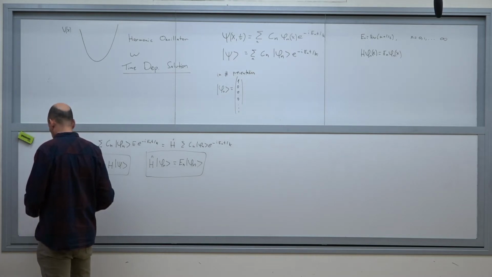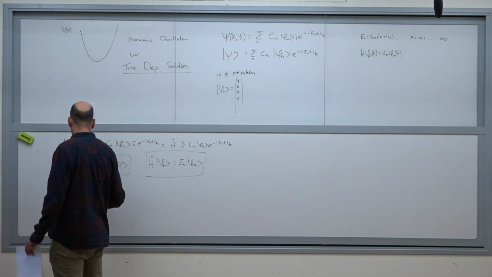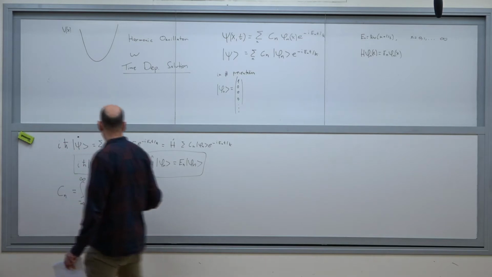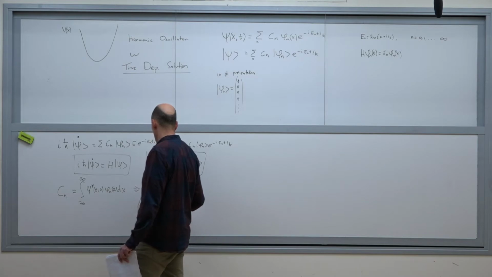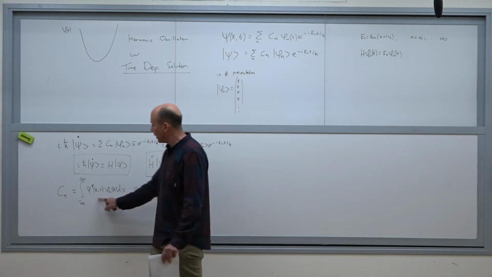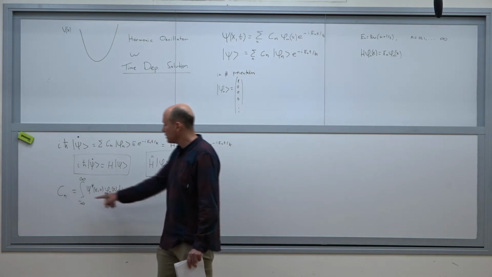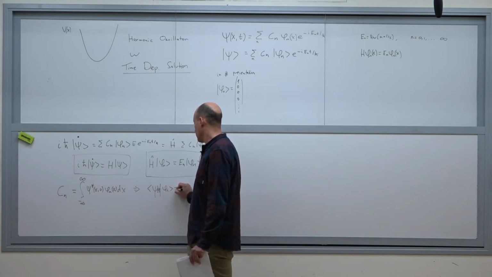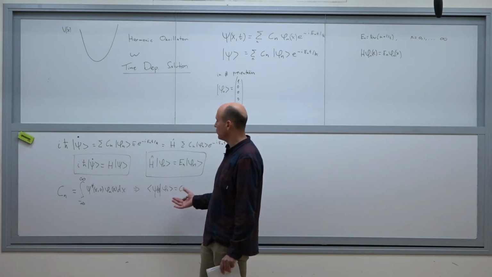Cn is the integral of psi star x0 phi n x dx, and this can be written in a shorthand notation as the bracket of psi 0 with phi n. That's the wave function at time 0. So in this language, you see the complex conjugate of this, and the meaning of these brackets is also this integral times phi n. This is Cn.